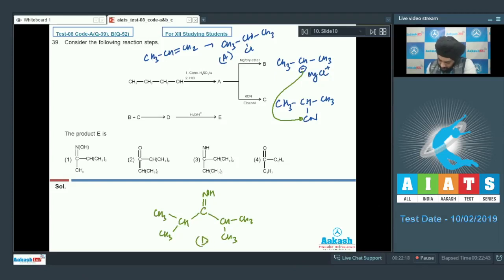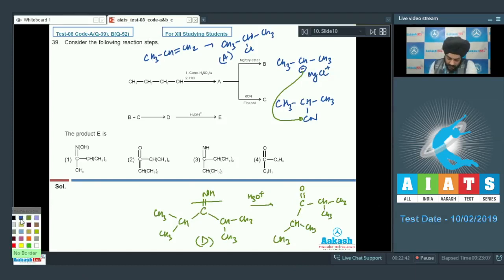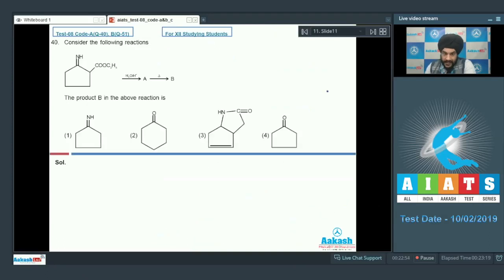So this is the product D which is obtained, and in the last step this D is hydrolyzed. In hydrolysis this will convert into a carbonyl compound. So we're going to have the formation of this structure. If you look at the options which are given to us, we can clearly see that we have to select the second option as the correct answer to this question. So let us look at the next question, question number 40.